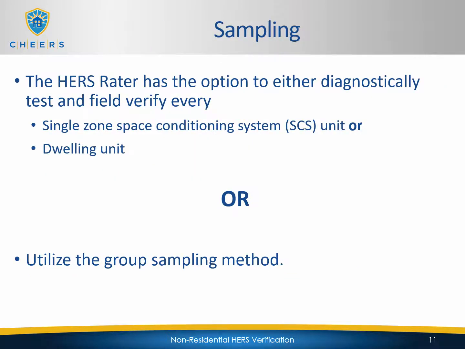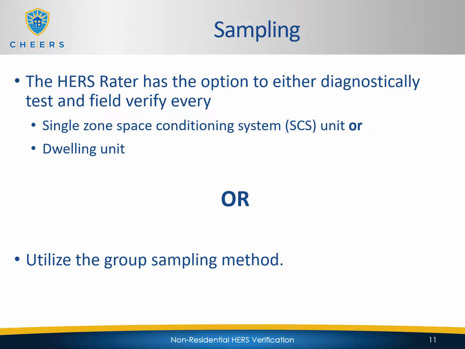So for non-residential, we do have the ability to utilize the sampling protocols. Just like on the residential side, the HERS rater will have the option to diagnostically test and field verify every system or dwelling unit, or you can utilize the group sampling method. Now, what's different here for the non-res side is the way we distinguish the type of inspection that you're doing. If you're doing duct leakage testing, you will do every single zone space conditioning system, or SCS. If you're doing the water heating measures, it's going to be based on the dwelling unit.